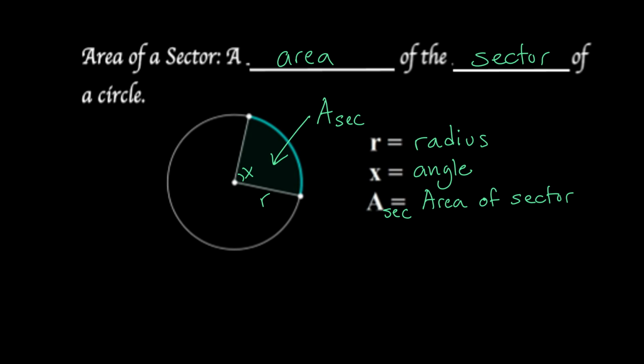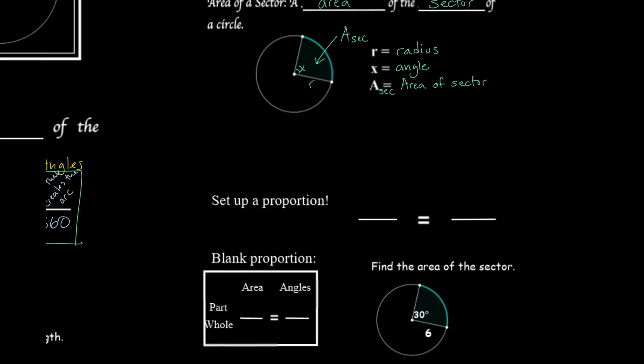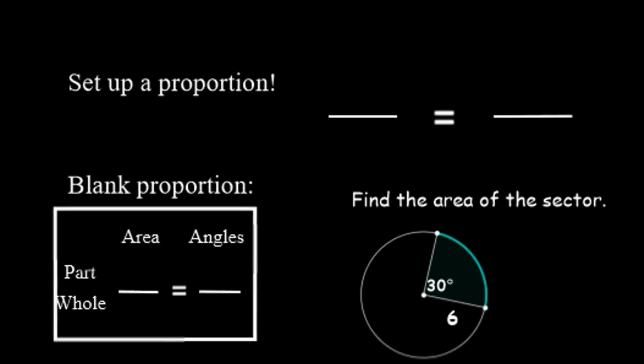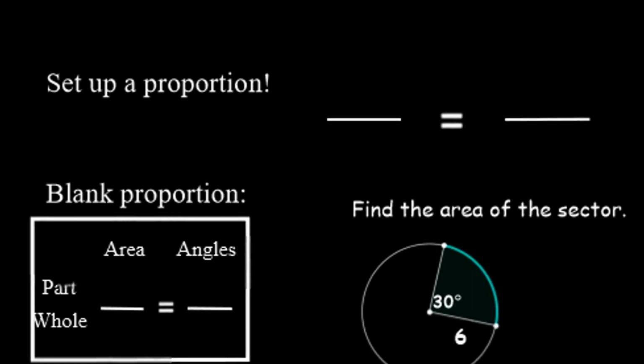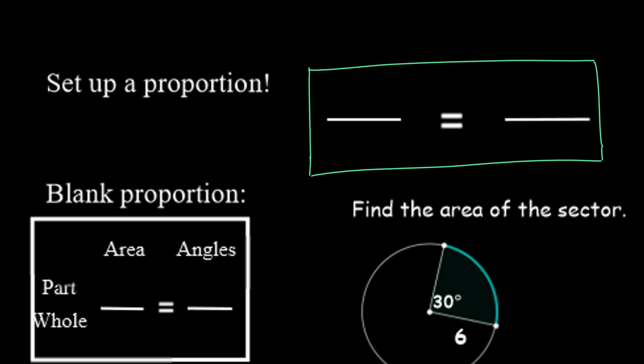All right, so like I was saying before, area of the sector is very similar to arc length, except are we going to have the same whole, do you think? The same whole for our first ratio? Are we going to be using circumference? Oh my gosh, we're going to be using area, right. So we have part over whole still. Our first ratio is no longer going to be lengths, it's going to be area. And our second one remains the angles.